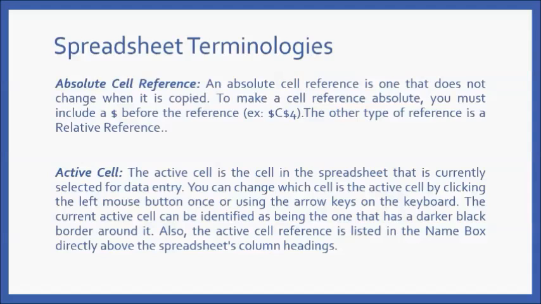Active cell is the cell in the spreadsheet that is currently selected for data entry. You can change which cell is the active cell by clicking the left mouse button once or using the arrow keys on the keyboard. So the current active cell can be identified as being the one that has a darker black border around it. Also, the active cell reference is listed in the name box directly above the spreadsheet's column headings.